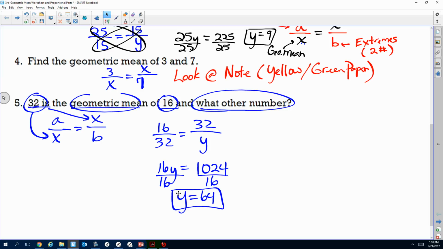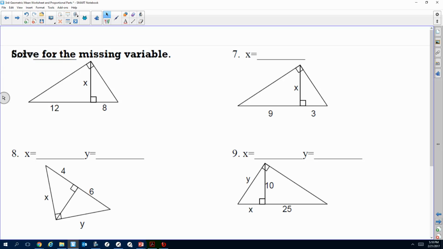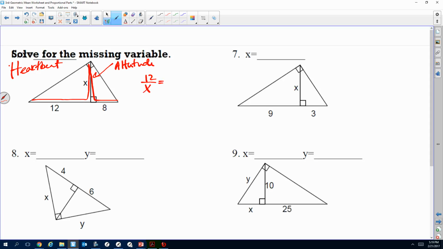Right, so keep using those notes to help you on this next part, and I'm going to walk you through it. So when we go here, it says solve for the missing variable. So on our problem, I know the numbering is a little bit off, but I'm hoping you recognize what method to use. Remember, if you have the altitude, that means a number on the inside, then we use heartbeat. Heartbeat, we follow the heartbeats like the EKG. So we're going down to 12, go up the X, come back down X, out on 8. So our proportion here would be 12 over X equals X over 8.